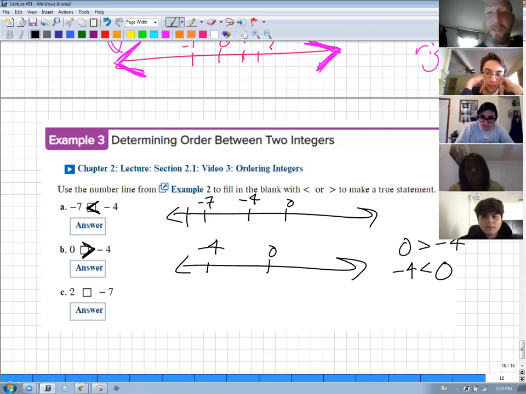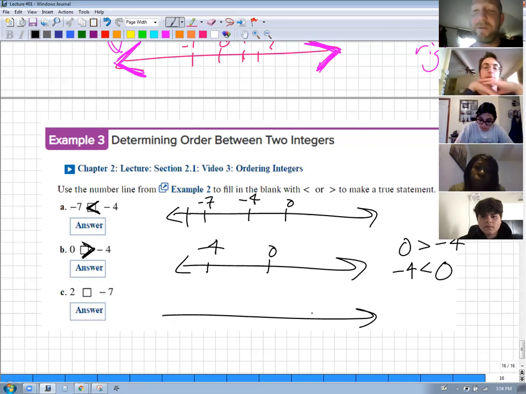Okay. Two and negative seven. Well, two is a positive number. Negative seven is negative, right? So here's zero, two, negative seven. So two is to the right of negative seven. Two is bigger than negative seven. Does that make sense?